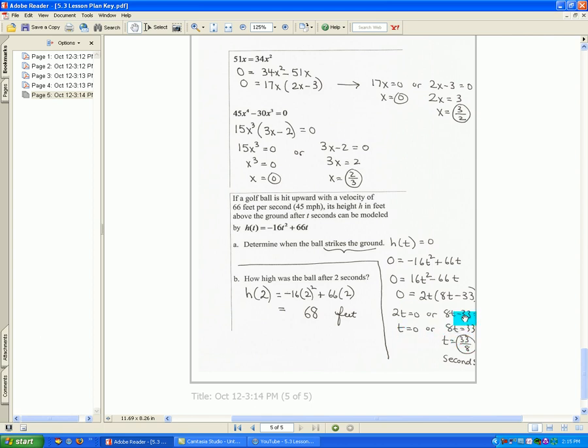When I solve this, there's a little cutoff here, but you know what's there. 8t minus 33 equals 0. Add 33 to both sides and divide by 8. So when does the object strike the ground? 33 divided by 8 seconds later. So if you wrote that as a mixed number, that would be what? 4 1/8. So a little past 4 seconds, the golf ball returns to the ground.